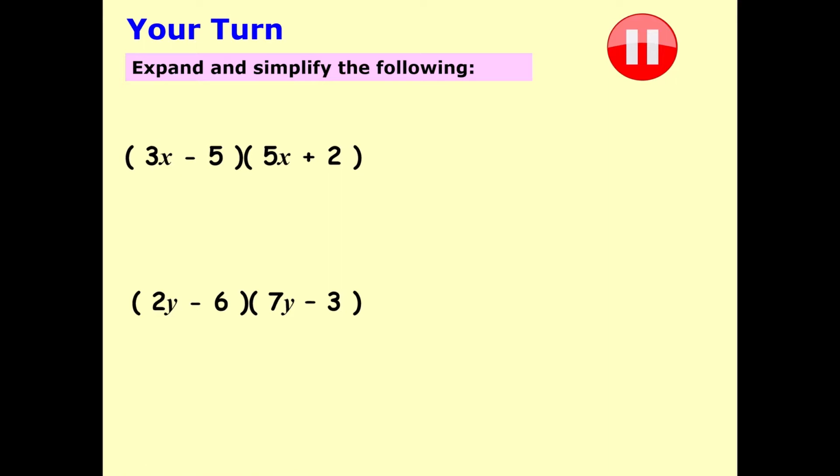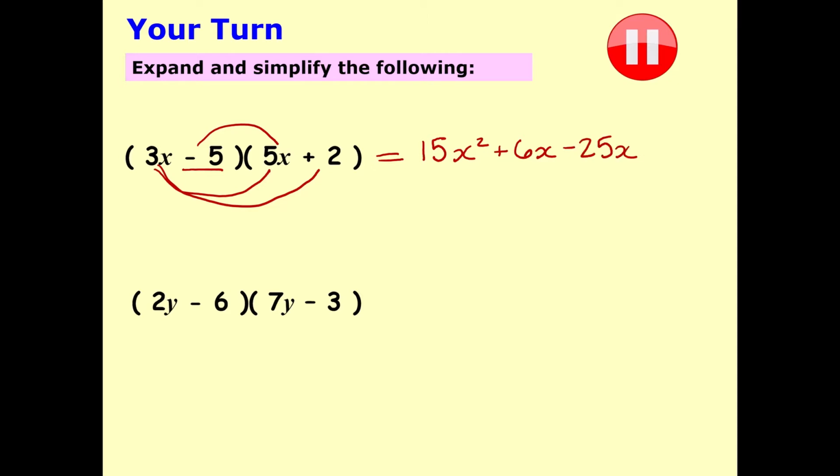Okay, so hopefully you've unpaused now, and we can go through these answers. So we've got 3x times 5x to give us 15x squared. Then we've got 3x times positive 2 to give us plus 6x. Then we've got negative 5 times 5x to give us negative 25x. And then we've got negative 5 times 2 to give us minus 10. Now we just go ahead and collect our like terms. So we've got 15x squared, then we've got 6x, take away 25x to give us minus 19x, take away 10.